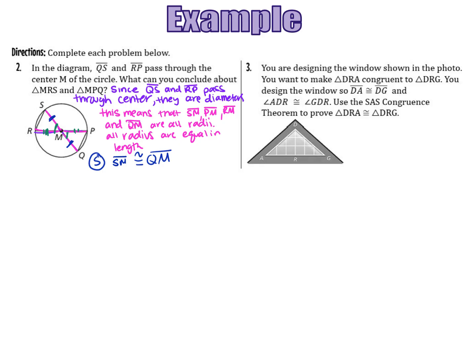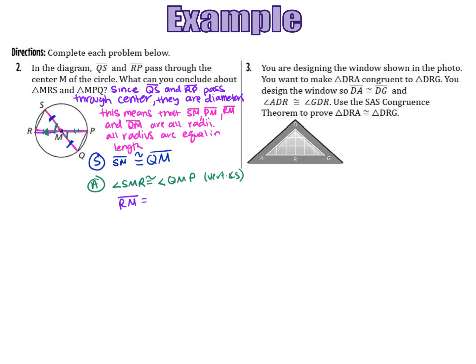So the measure of angle, actually let's not use measure since we're going to say congruent. Let's say angle SMR is going to be congruent to angle QMP. And why is that true? Well, these are vertical angles. There's our angle.